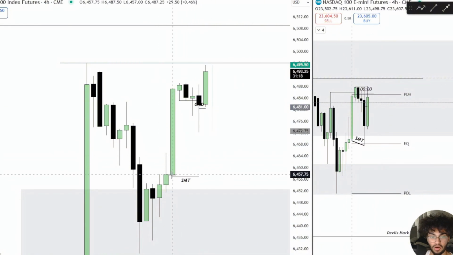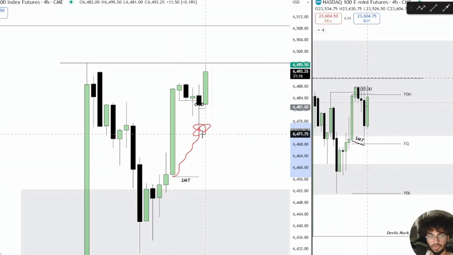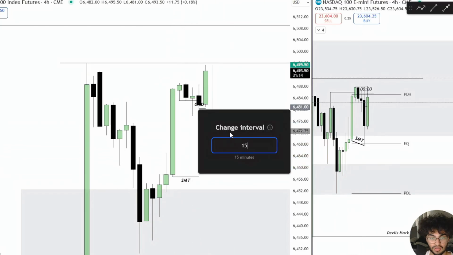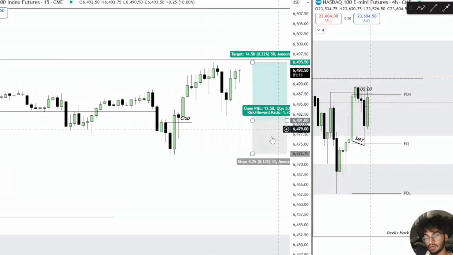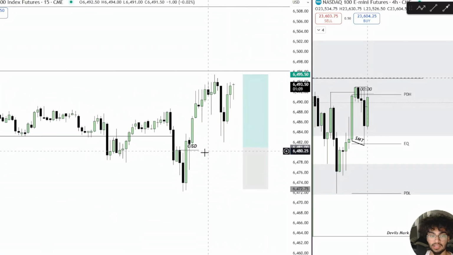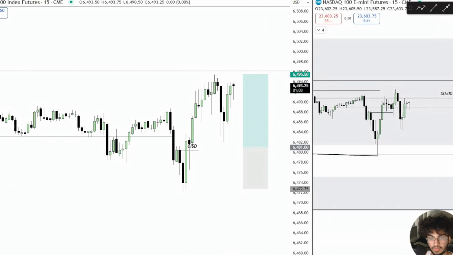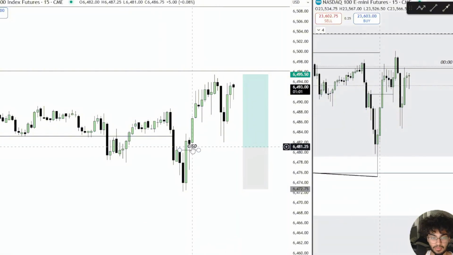So automatically ES holding up here is going to be the stronger asset, and I'm expecting ES to push to these highs first before Nasdaq, and as you can clearly see, that's what actually happens. By the time we're already up here, Nasdaq is only down here.